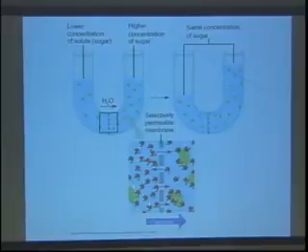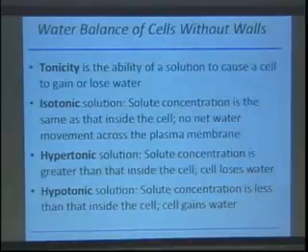This diagram shows how this works, in this case with solutes that have water molecules very highly ordered on the surface of those molecules. That tends to affect the way these water molecules behave. And so this leads to the water balance of cells. These are cells without walls, by the way, so these would be animal cells.